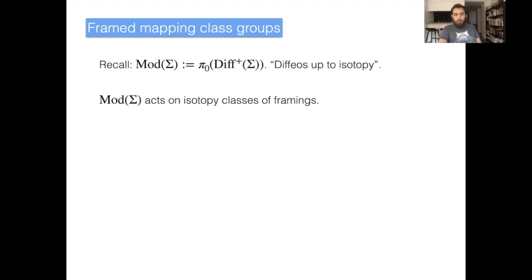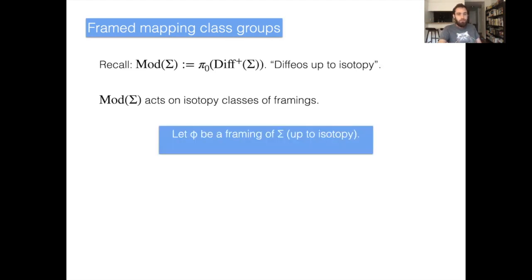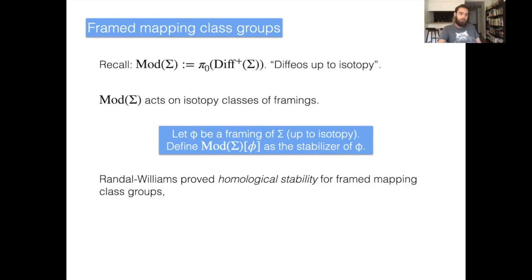And the mapping class group acts in a very natural way on isotopy classes of framings. If you like, the mapping class group acts on isotopy classes of vector fields. Simply pick a representative diffeomorphism, let that act on the vector field, and then take the isotopy class. And so this gives us an action on the set of framings via this correspondence between vector fields and framings. And so here's our definition of the framed mapping class group. Let's take φ to be a framing of the surface, and really we mean an isotopy class of this. The framed mapping class group, which we write Mod(Σ, φ), is just the stabilizer under this group action. So here's our framed mapping class group.